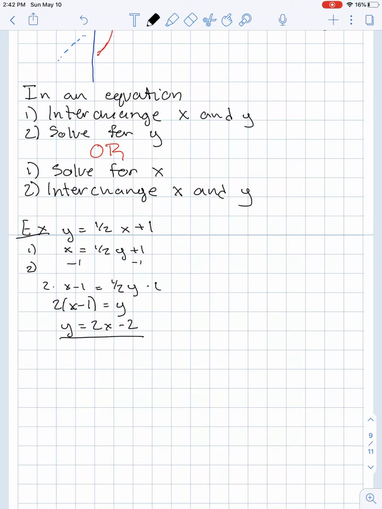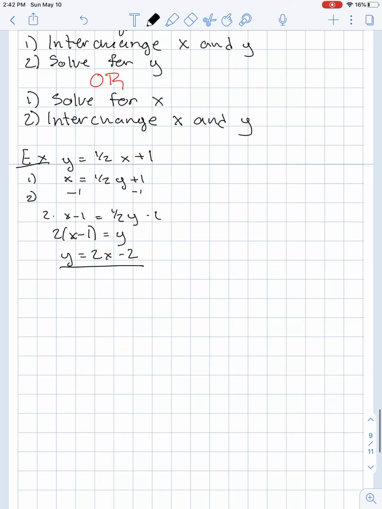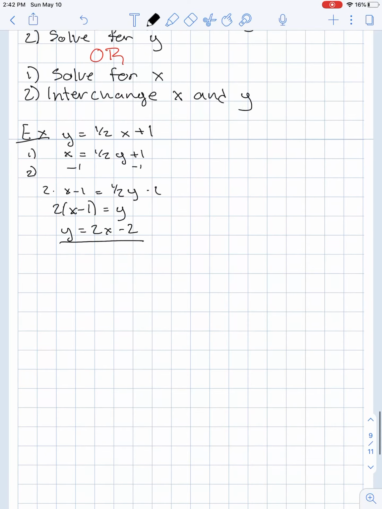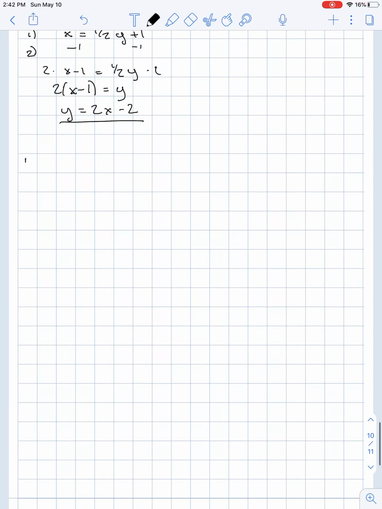So not all functions have inverses, but most of them do. So we just talked about the exponential function. It has a very special inverse called the logarithmic. No, I always spell this wrong. Logarithmic.